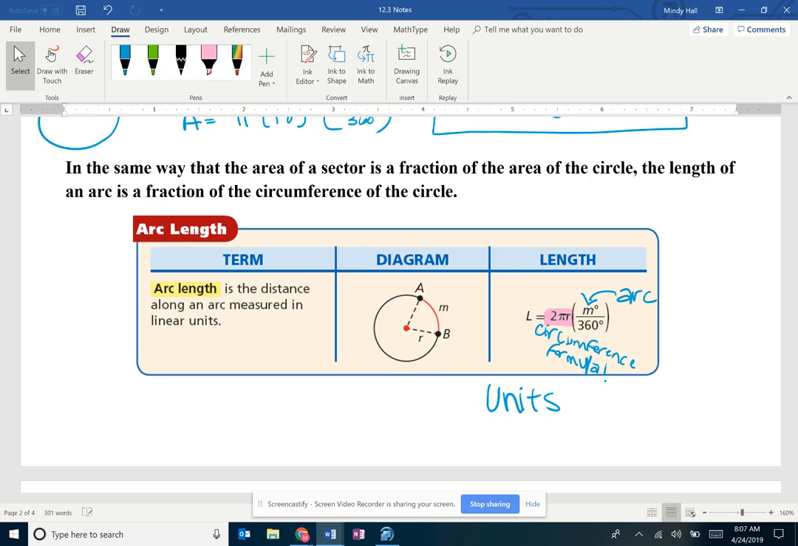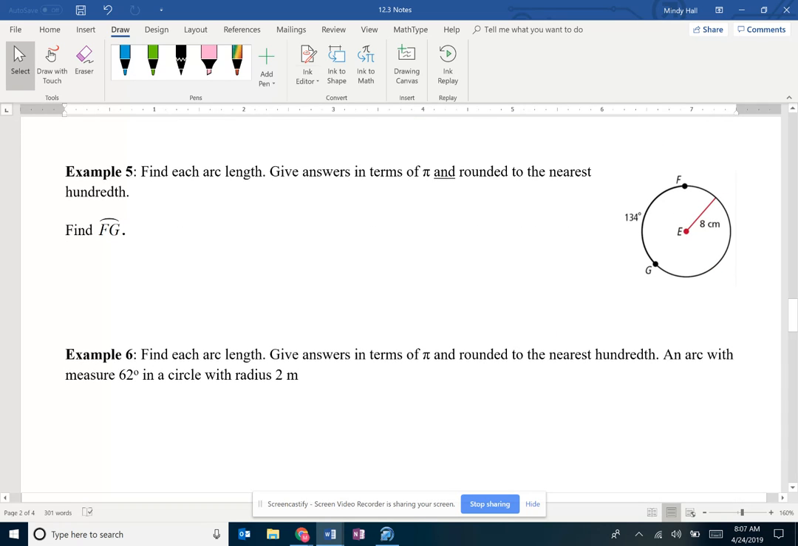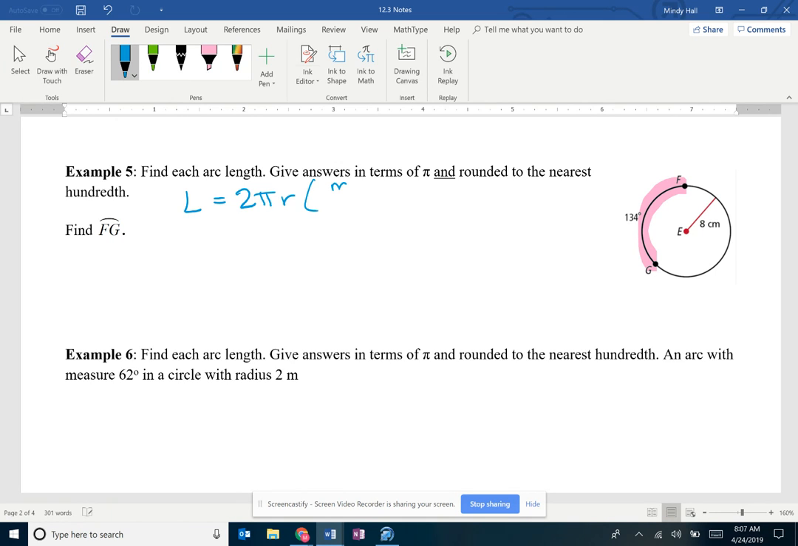So, going into it, we want to find the arc length, and we're going to give our answer in terms of pi and round to the nearest hundredth. If I want to find the length of arc FG, it is 2 letters, so I know it's a minor arc, so it's going to be less than 180 degrees. So then my arc length is my circumference formula times the fraction of the circle I have, which is my degrees divided by 360. My radius in this circle is 8, and my degrees is 134.